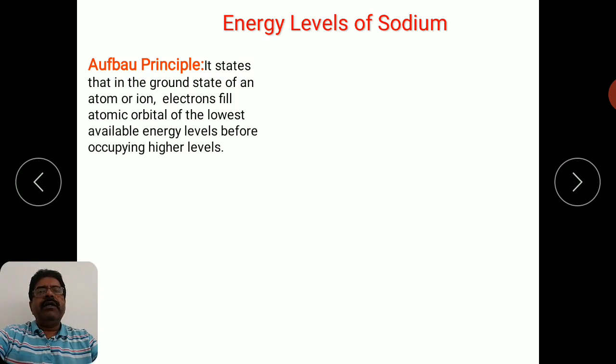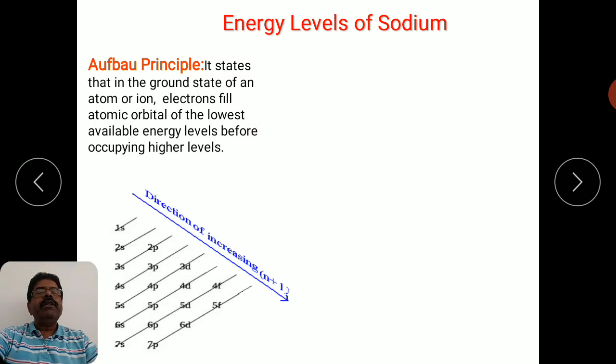And in chemistry, you might have studied a very well known principle, the Aufbau principle. It states that in the ground state of an atom or ion, electrons fill atomic orbitals of the lowest available energy level before occupying the higher levels. Therefore, we have just seen why 4s lies below 3d and so on. This principle can be represented in a very simple manner.